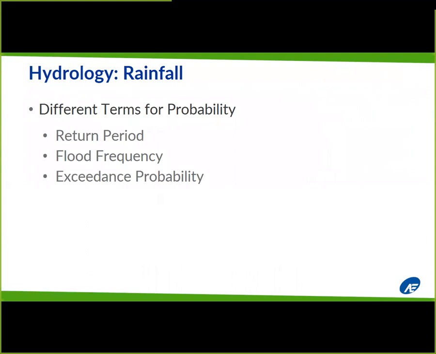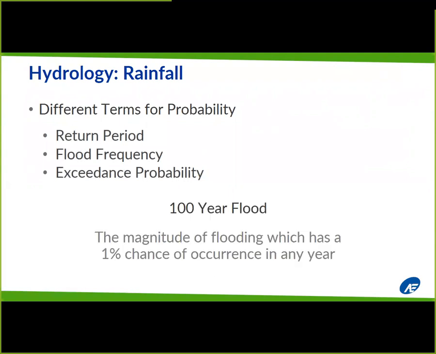So one thing that we tend to use as engineers when we talk about rainfall or floods is something related to probability. So we tend to talk about these sorts of events either as a return period probability, flood frequency, or an exceedance probability, and they're really all intended to mean the same thing. What we're trying to communicate is how severe a particular event is and how often we expect it to happen, or what the chance of this event happening is in a given year.